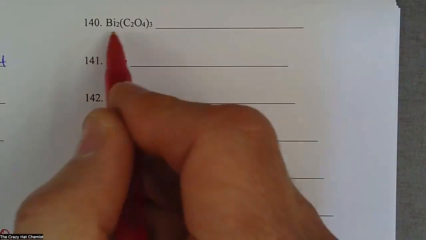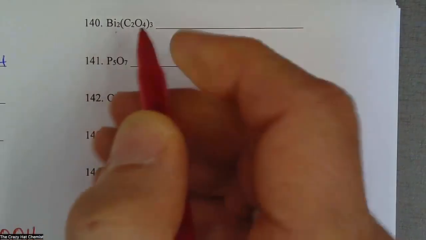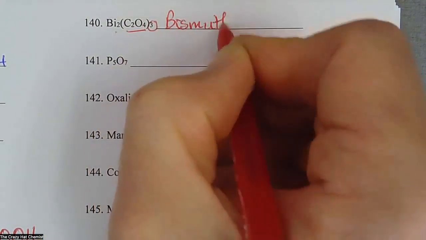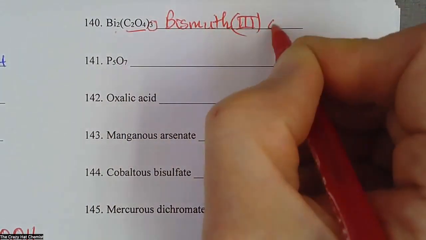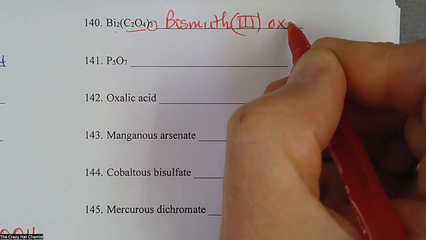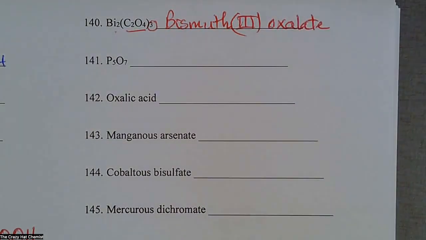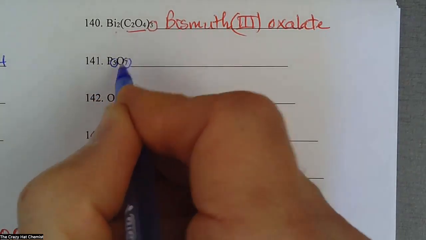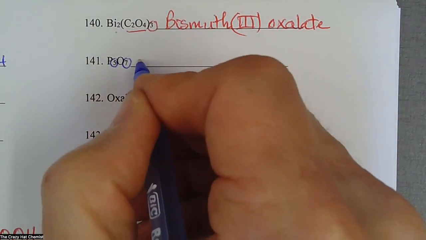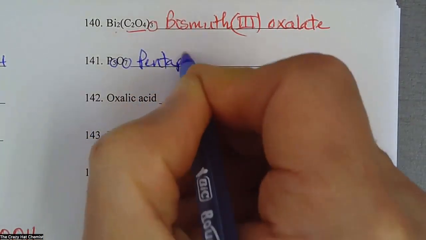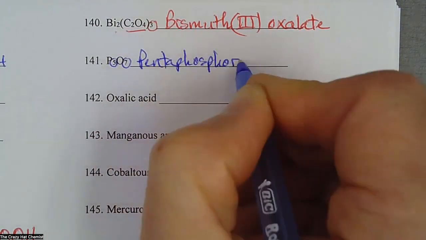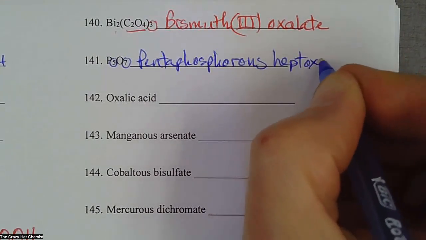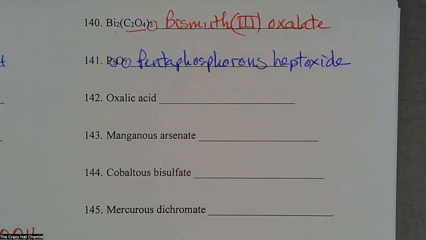Come on. All right, this is bismuth, Roman numeral 3, oxalate. Roman numeral 3, oxalate. Okay, phosphorus and oxide, but how many phosphorus? Pentaphosphorus, and then heptoxide. Right? Hepta is for 7.